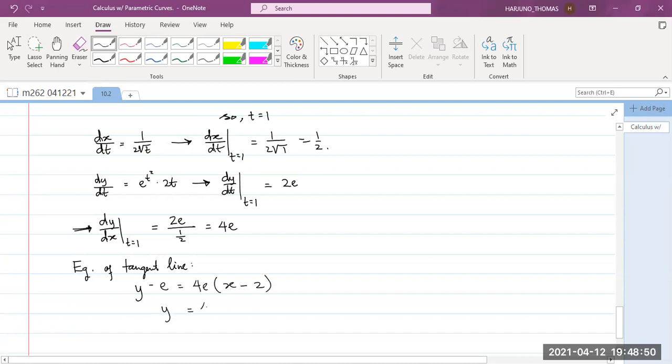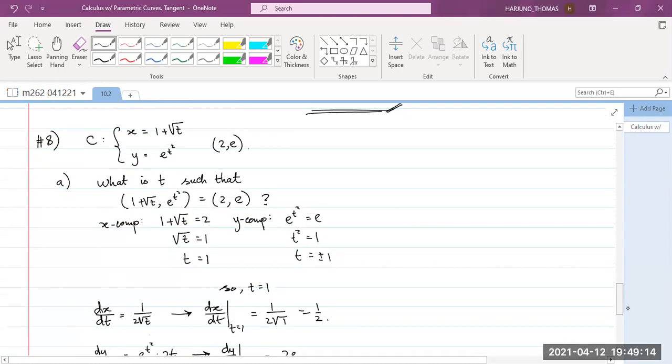y equals 4ex minus 8e plus e. So minus e here, when I add e, that will be minus 7e. That's the equation of the tangent line if I do not eliminate the parameter. Part B. What if I eliminate the parameter? How do I do that?